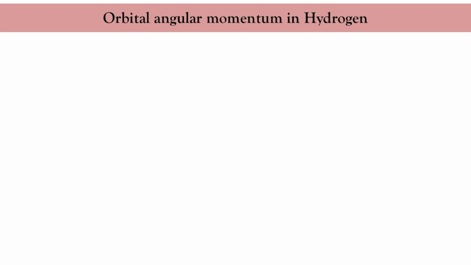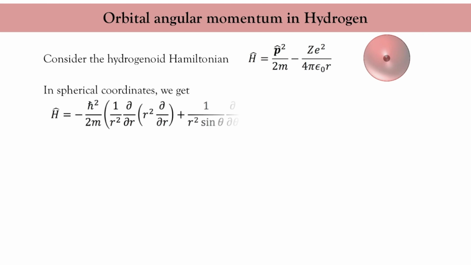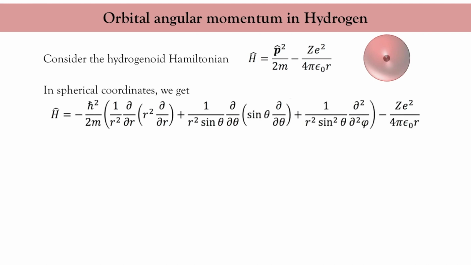Let us consider a hydrogenoid atom, that is to say, an atom that has the same central potential as hydrogen, Z here being the number of protons of the nucleus. In spherical coordinates, the kinetic term adopts a complex form that involves the polar and azimuthal angles theta and phi.